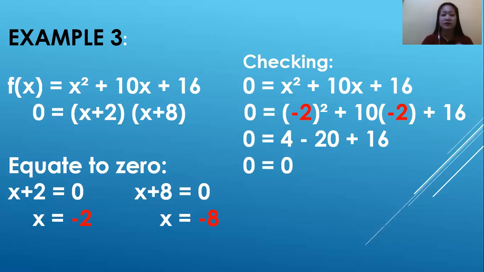Okay, let's equate to 0. x plus 2 is equal to 0, and x plus 8 is equal to 0. Okay, therefore, the value of x is equal to negative 2, and the other one is x equals negative 8.